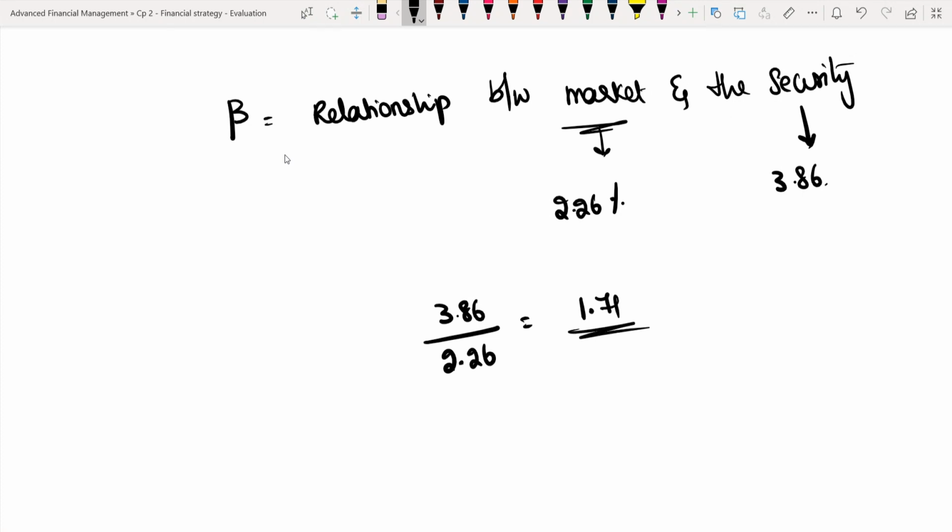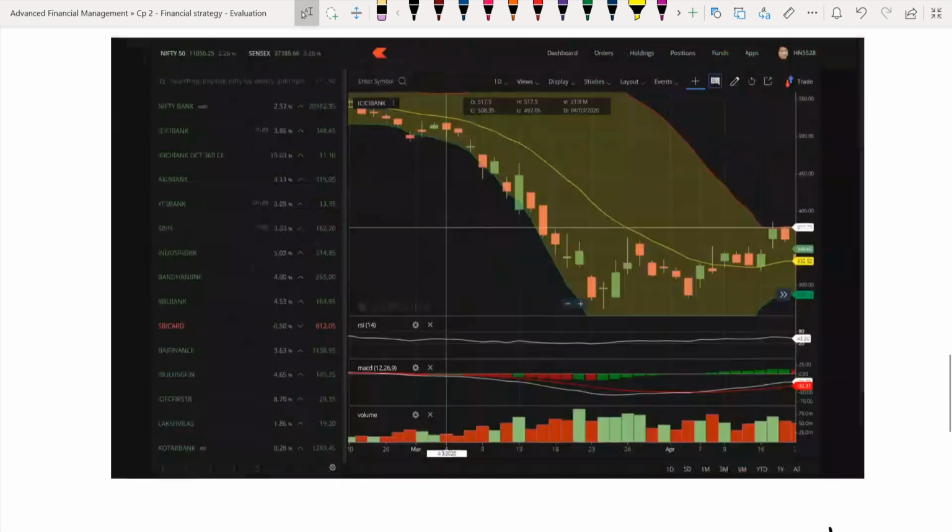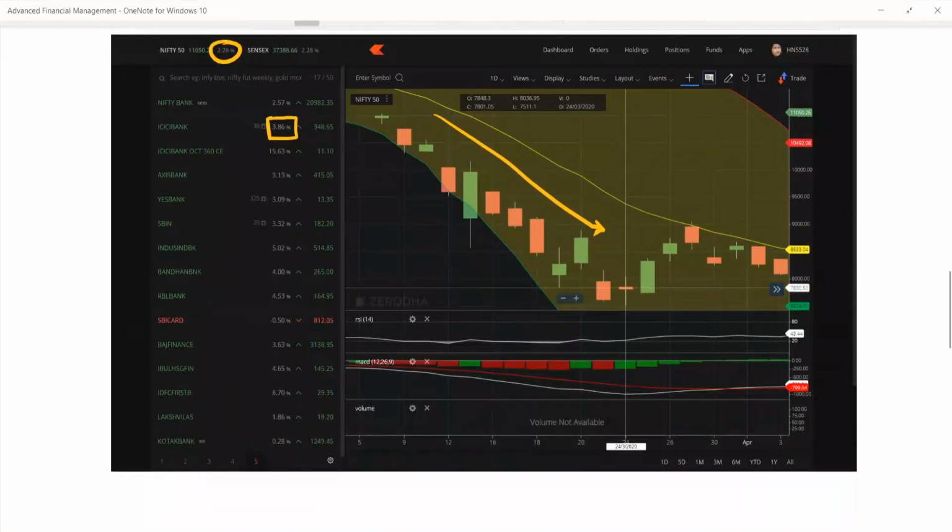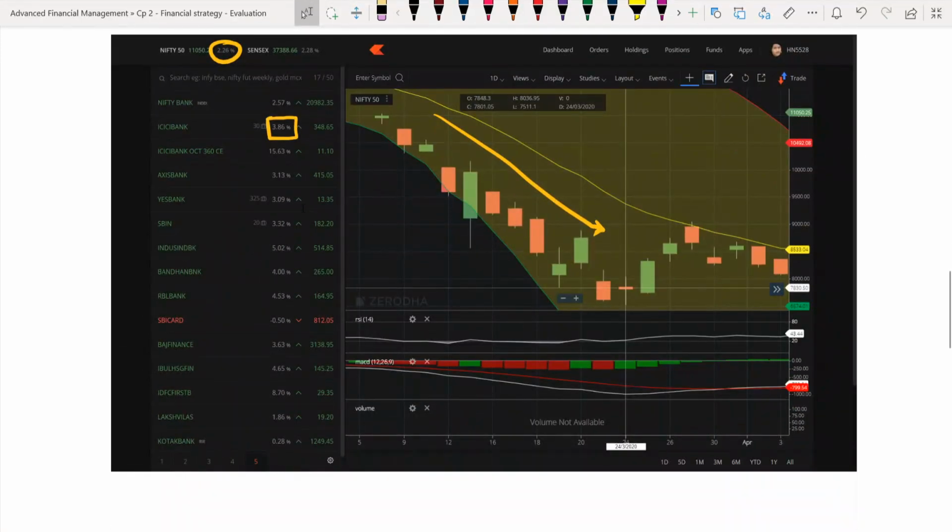This is the beta factor of ICICI on that given day, at that given moment. But usually what we do is we take this over a series of days, like maybe 30 days, 60 days, 90 days, we will calculate and then we will identify the beta factor of that particular stock. I took only 1 day's change. On that particular day, 2.26 and 3.86 I took.